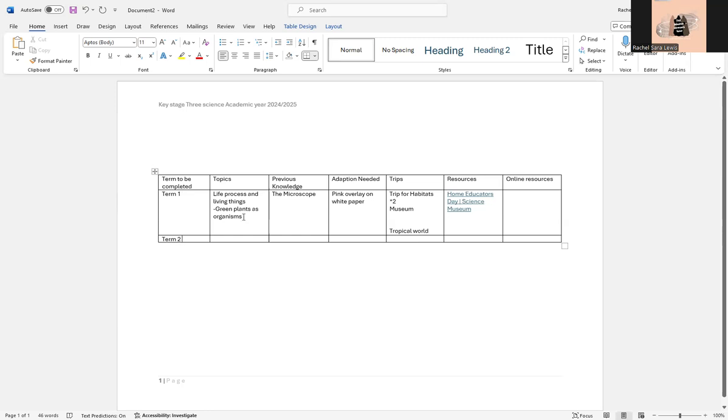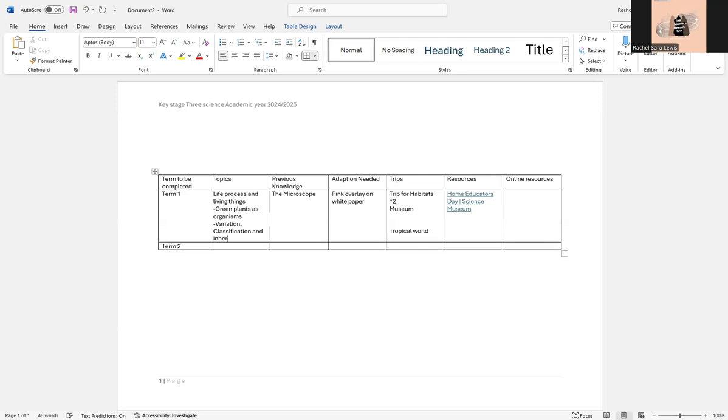So for term 1, she's doing life and living processes, and that comes up in several forms. So we'll be doing things like variation, adaptation, classification of animals and plants, and then inheritance. So we'll be talking about things like dominant genes, recessive genes, classifications of plants and animals, inheritance and selective breeding, environmental and inherited variation.